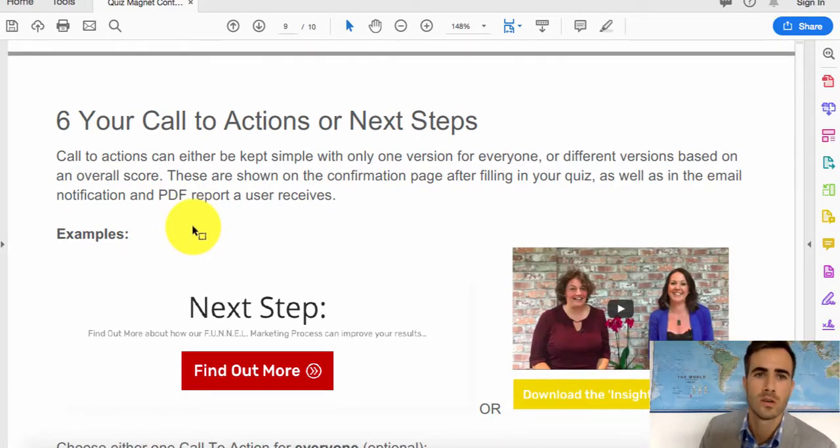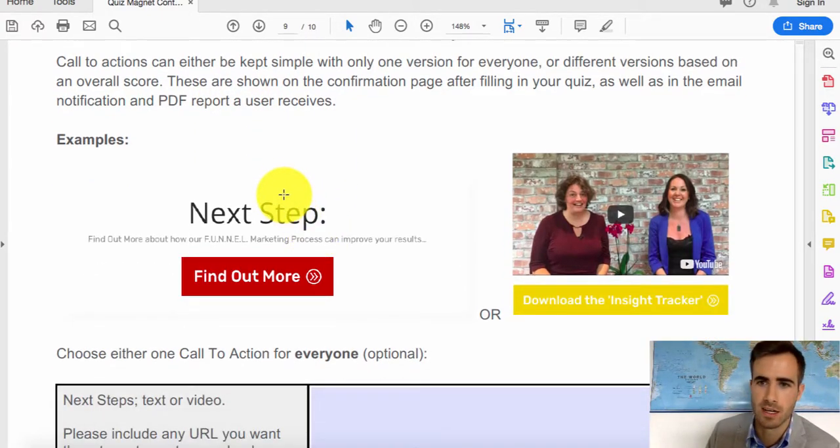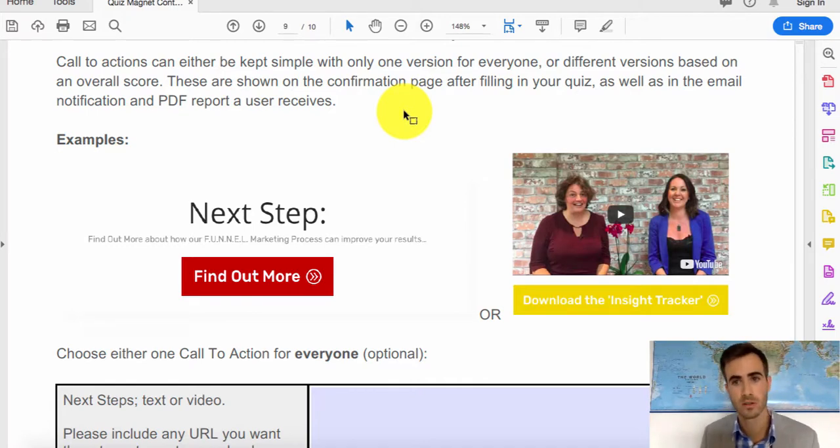Okay, next, your call to actions or next steps. So what this is basically is what you want people to do after they fill in your quiz. Sometimes as a coach or a consultant, you quite often want to lead them into a webinar, which works quite well. Sometimes it might be into a physical course that you're running. Sometimes it's literally just giving away more freebies and going, hey, thanks for filling this in. As they say here, download the Insight Tracker, and we'll give you some more content, and then drip feed them from there and nurture them.